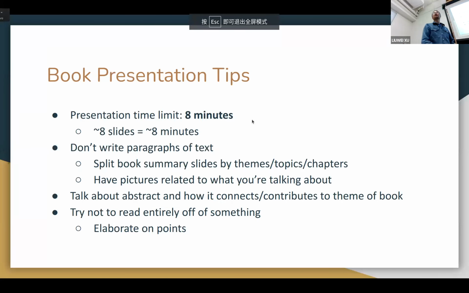We have some tips for your presentation, because the time limit for each person is 8 minutes. Usually the regular pace for presenting is one page of slides each minute, so the regular length is 8 pages of slides. You can adjust the length a little depending on the pace you're speaking.